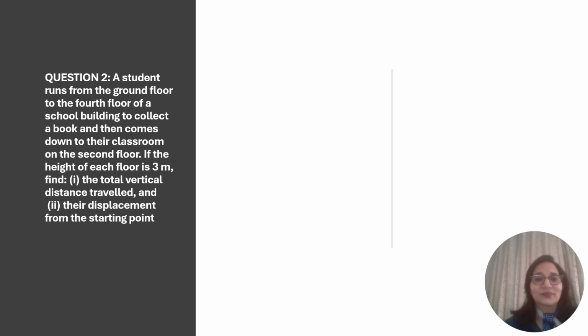Let's understand question number 2. A student runs from the ground floor to the 4th floor of a school building to collect a book and then comes down to the classroom on the 2nd floor. If the height of each floor is 3 meters, find the total vertical distance traveled and the displacement from the starting point. Let's understand what exactly this question is all about.